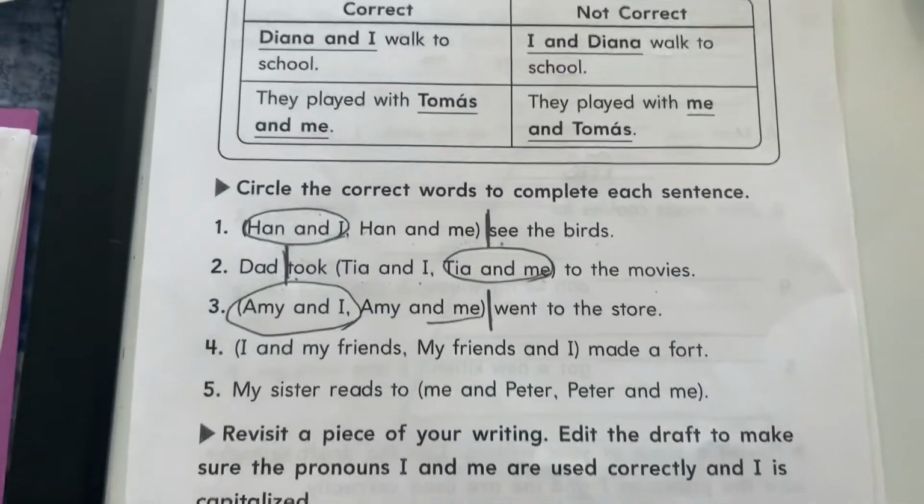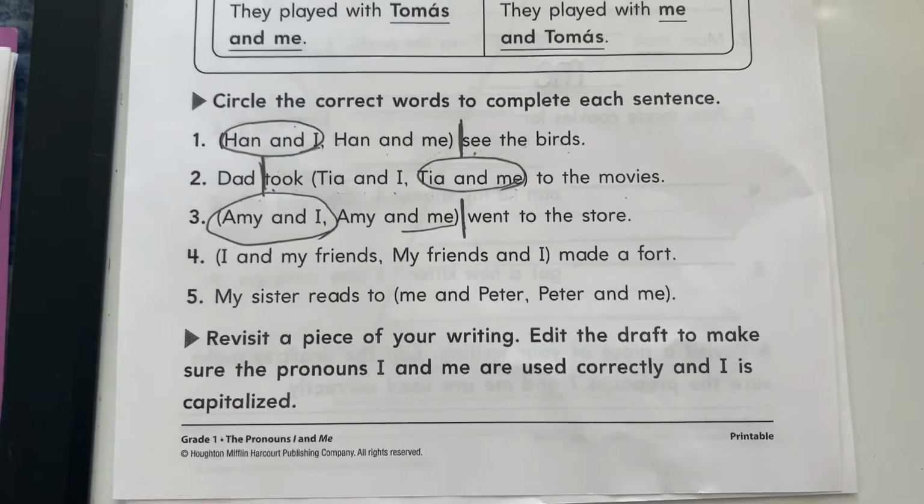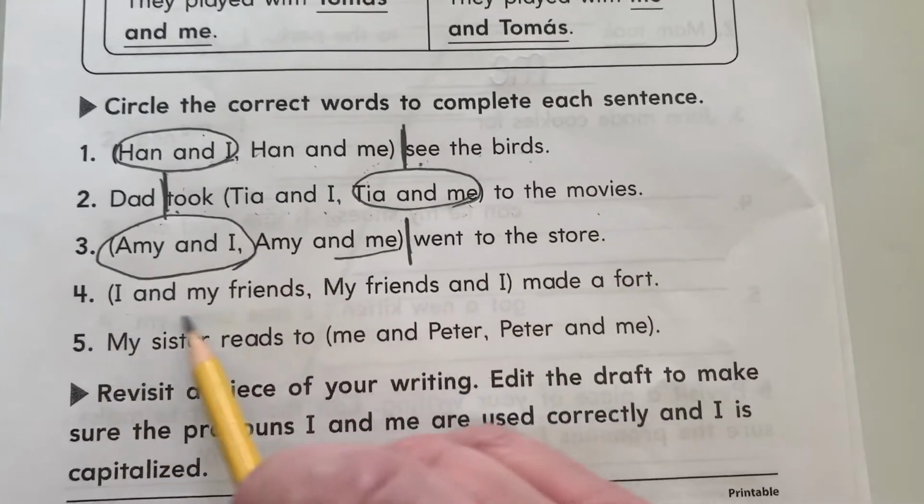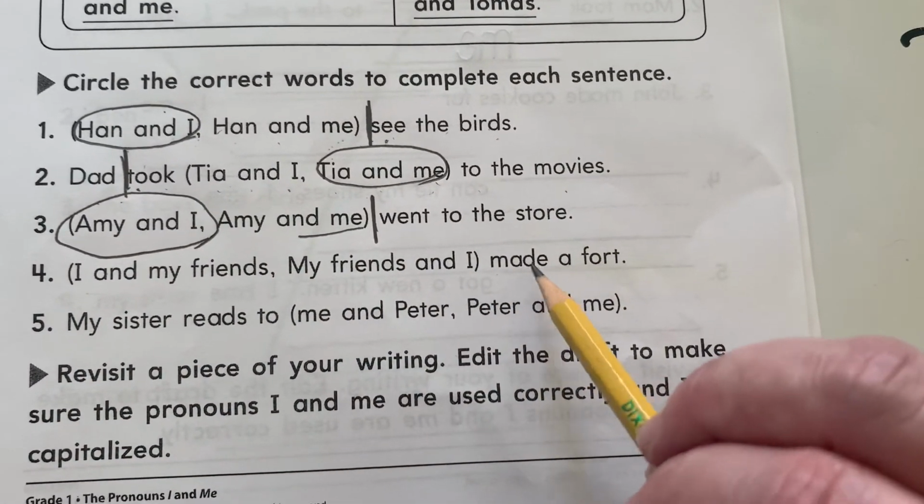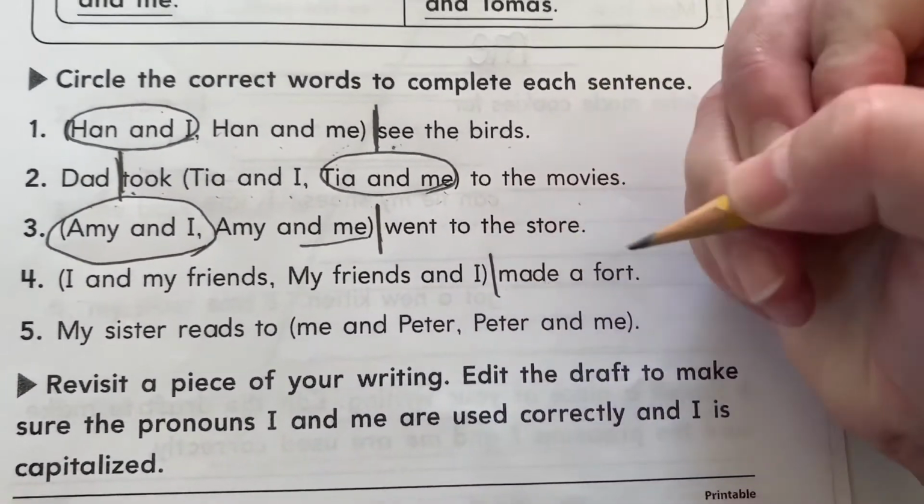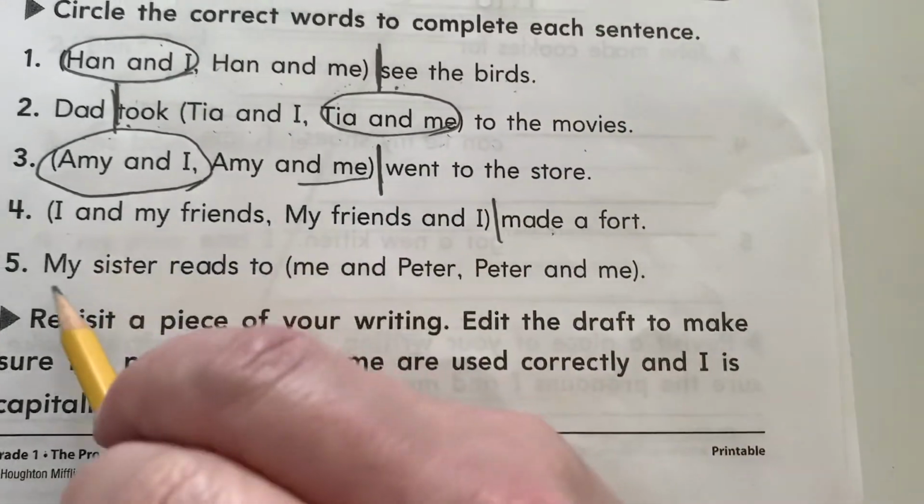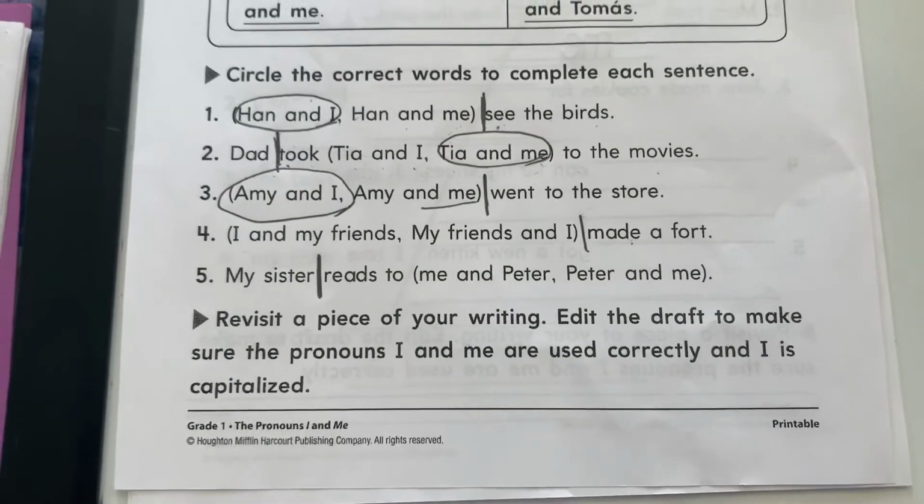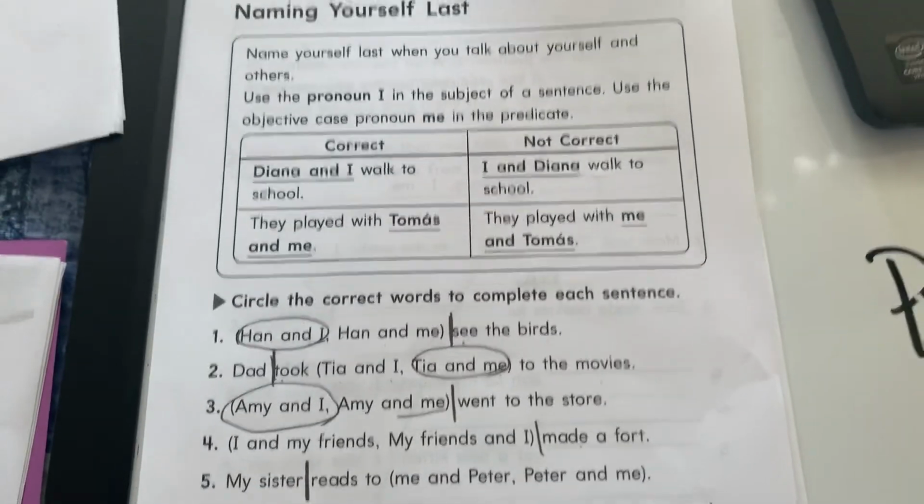Okay, friends, your job is now to complete 4 and 5 together. Let me help you a little bit by showing you where the verb is. So the verb is the beginning of our predicate. So there's made, and my sister reads. That's the beginning of the predicate. So that should be helpful for you. Okay, good luck.